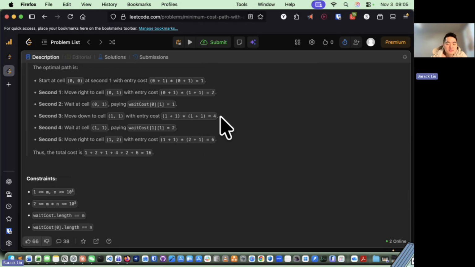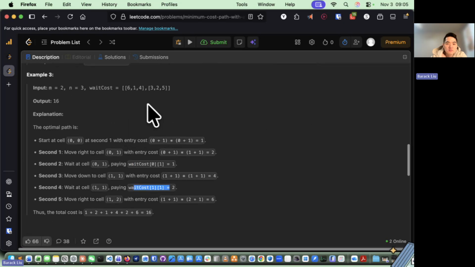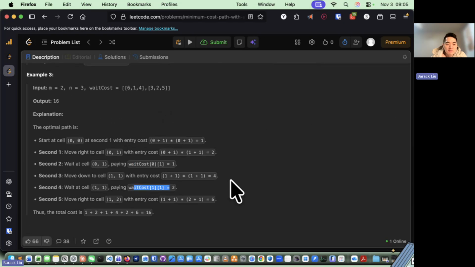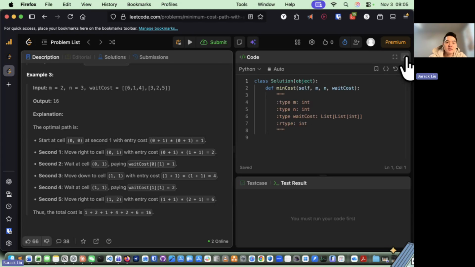And then next step, move down to cell (1, 1). Entry cost is 4. Next step, wait at cell (1, 1), paying the wait cost (1, 1), which will be 2. Yeah, makes sense. Move right to cell (1, 2) with entry cost 6. Okay, I think the basic idea is pretty straightforward now.